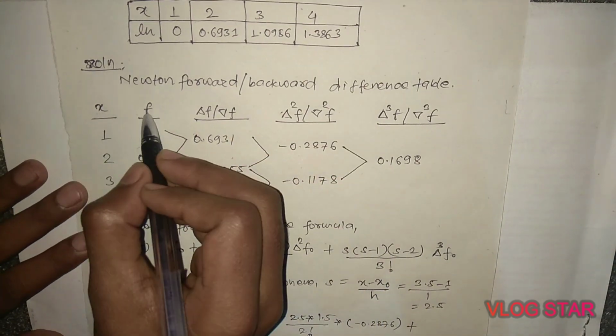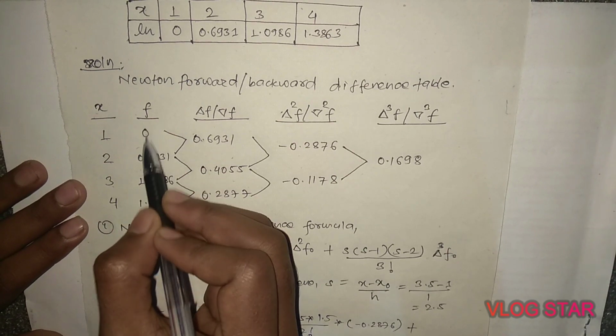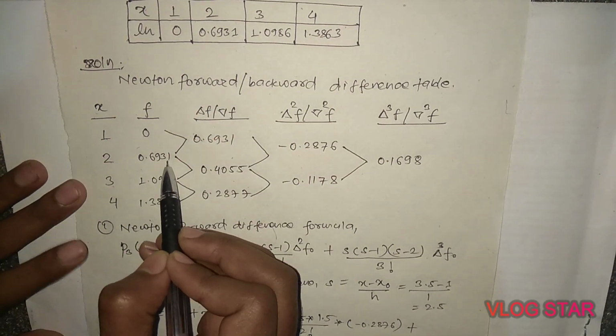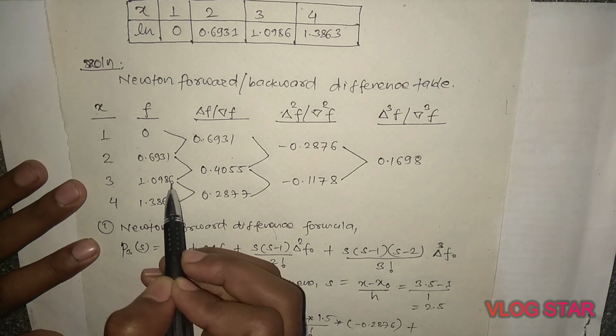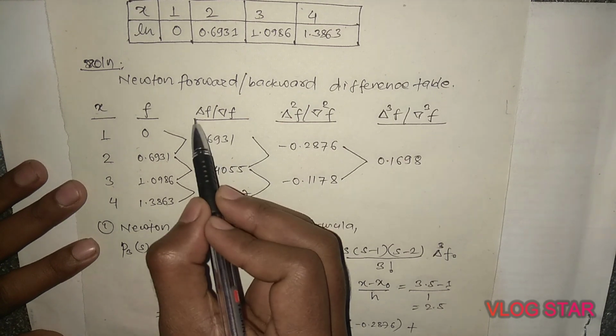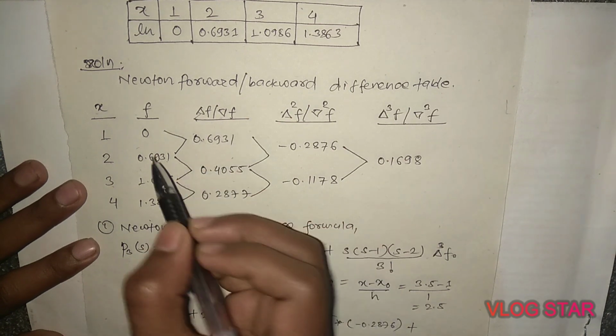So we have x and f. In place of x we have 1, 2, 3, 4, and in place of f we can write 0, 0.6931, 1.0986 and 1.3863. So in the first difference, this represents the forward and this represents the backward.